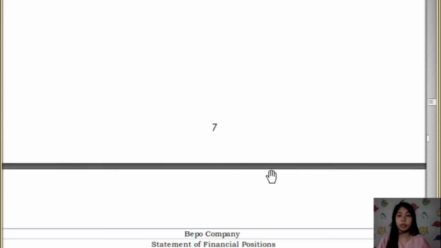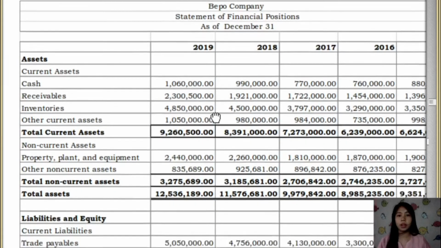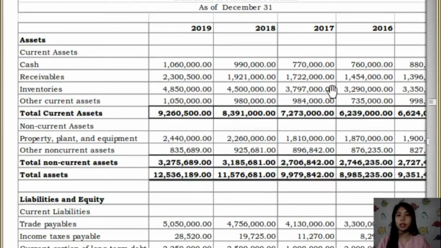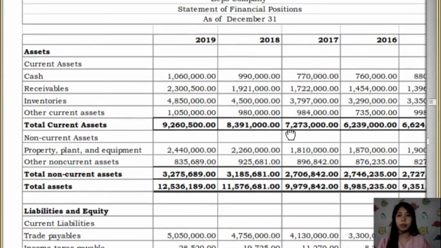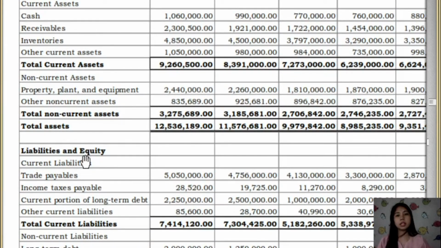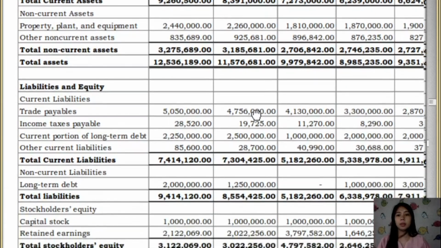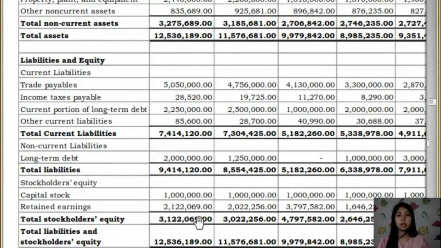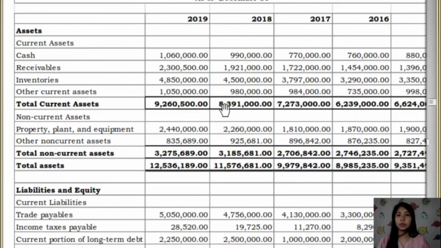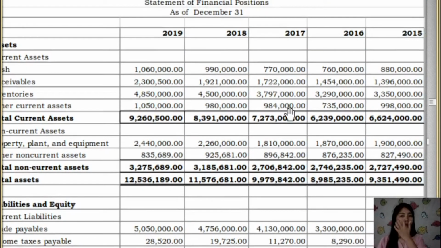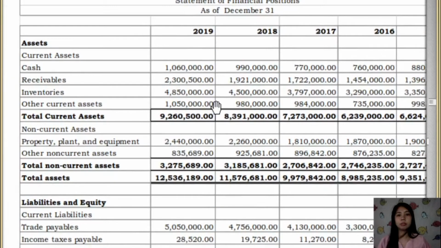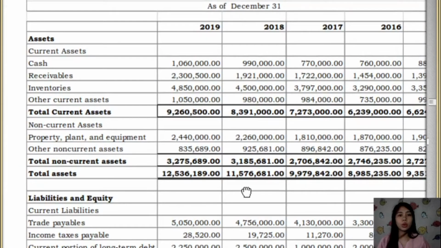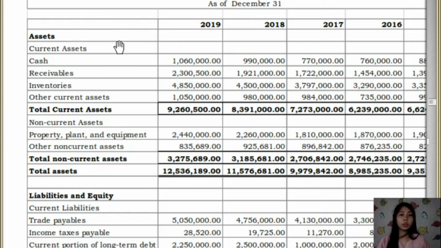Okay, next, below is the historical statement of financial position. So this is just an example. Okay, so you have the assets from 2015 to 2019 of Beppo company, and the liabilities and equity. So as you can see, always magbabalanse si total asset and then si total liabilities and stockholders' equity. Okay? So balanse naman siya, 12,536,189. So from that, you could also use this historical data for your projection, for 2020 projection.